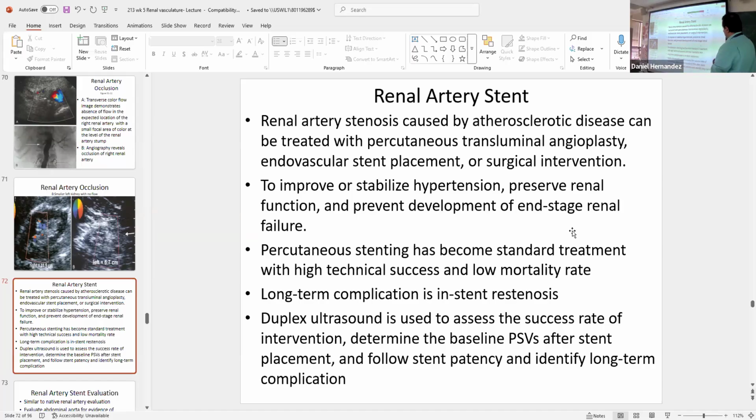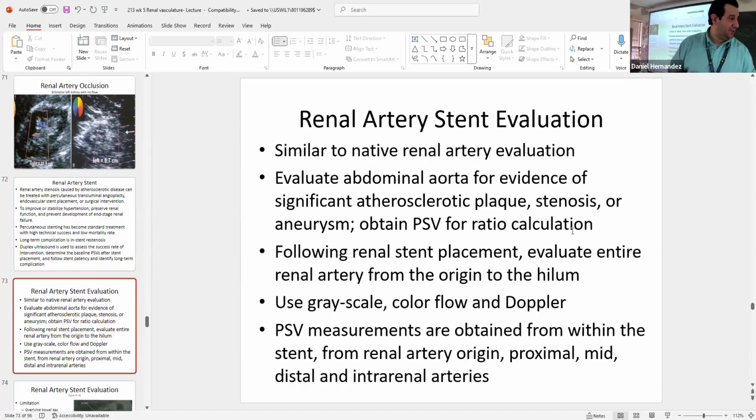Ultrasound is used as a follow-up, to assess the success of that intervention, determine the baseline of the peak systolic velocities after stent placement, and then follow and monitor stent patency, and then potentially identify any long-term complications. So the exam, when they do have a stent, is very similar to if we're just assessing the native vessels. There's just slight differences in terms of the velocity measurements.